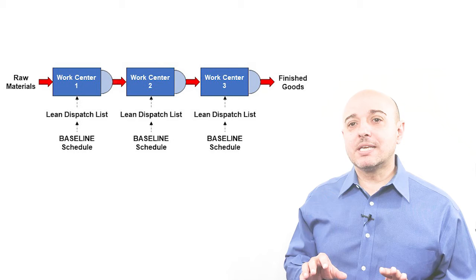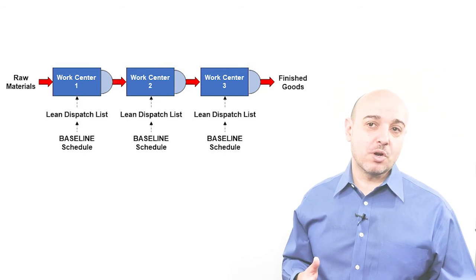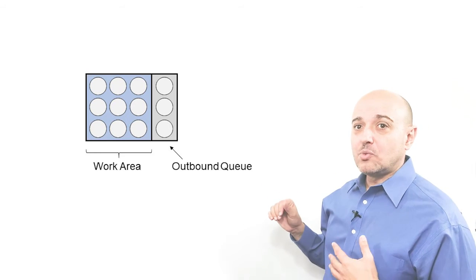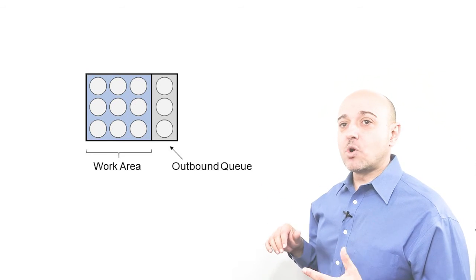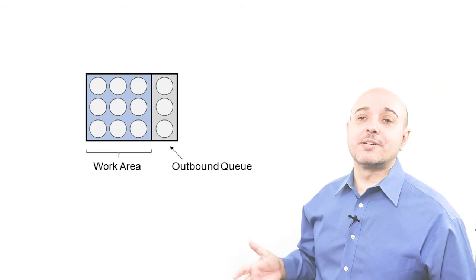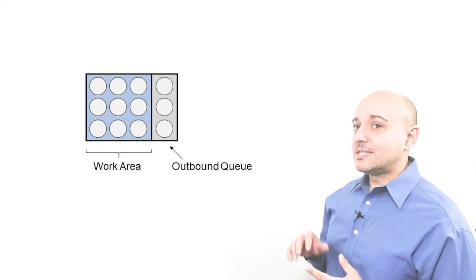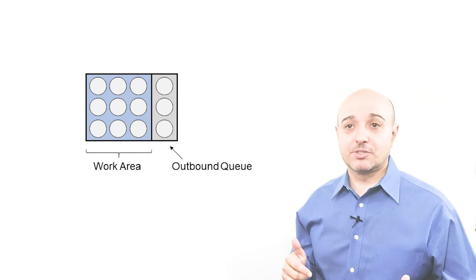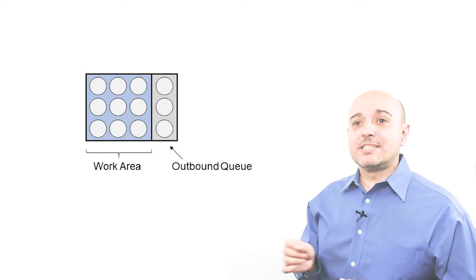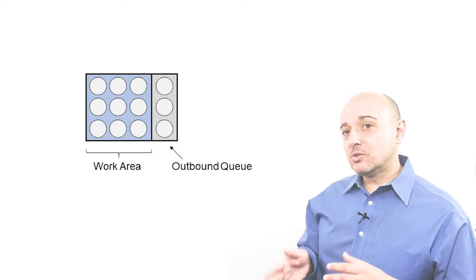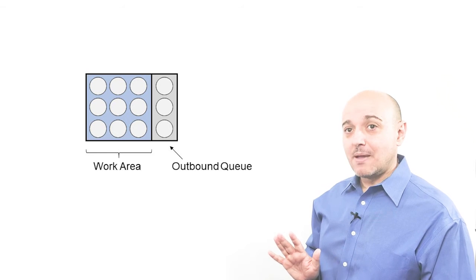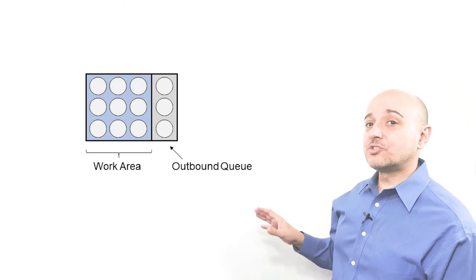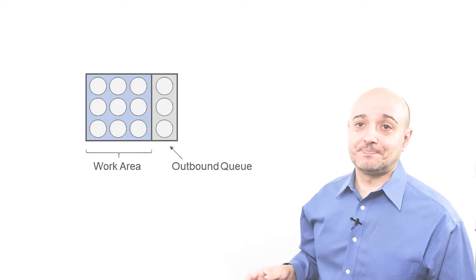So let's drill into the outbound queue and see how it works by looking at a single work center. In this example, we have a work center that has a work area with a capacity defined in your ERP system. Here, we're illustrating that the work area has a capacity to accept 9 units. Then we look at what the capacity is for the work center as a whole. That includes the area where work is being done, but it also includes the outbound queue. In this example, the whole work center can accommodate no more than 12 units.